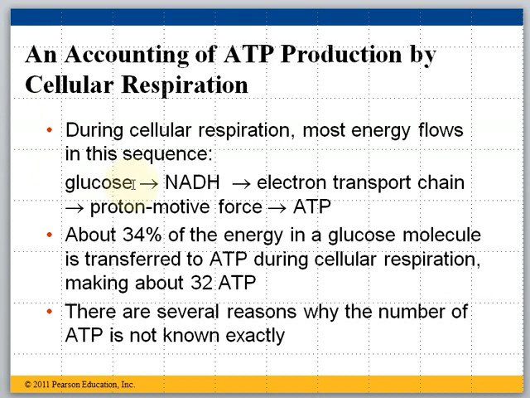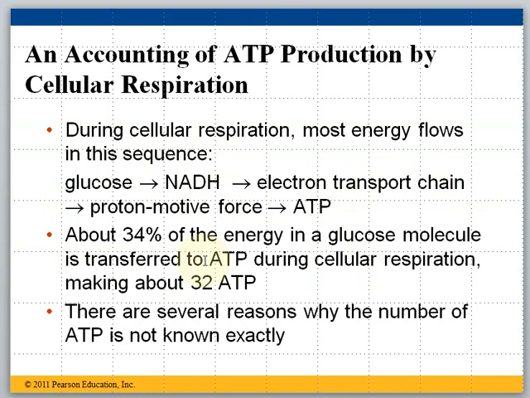We start off with glucose, and we're just going to look at the energy flow. So where does the energy go? We have glucose, and then most of the energy from there goes into NADH molecules, then into the electron transport chain, into the proton motive force, and then finally into ATP. So most of our energy in this whole process goes from glucose to our little electron carriers, finally to the transport chain. That helps create that proton motive force, and then into ATP.